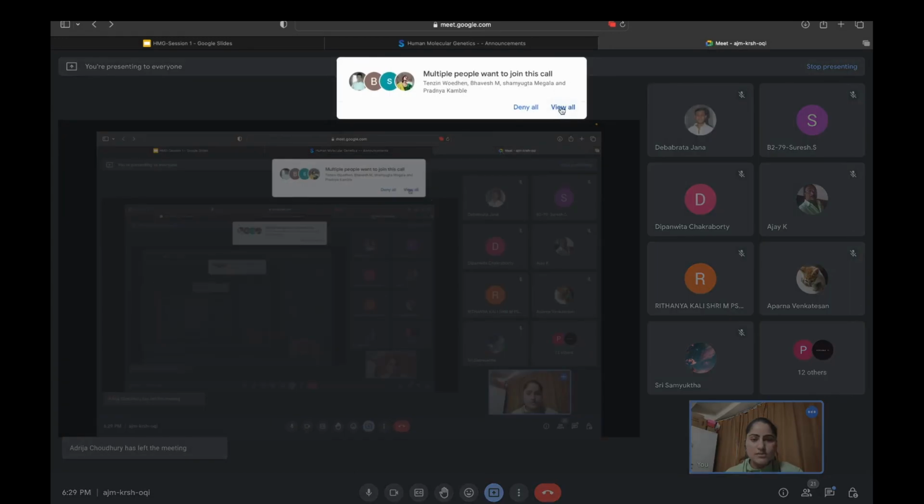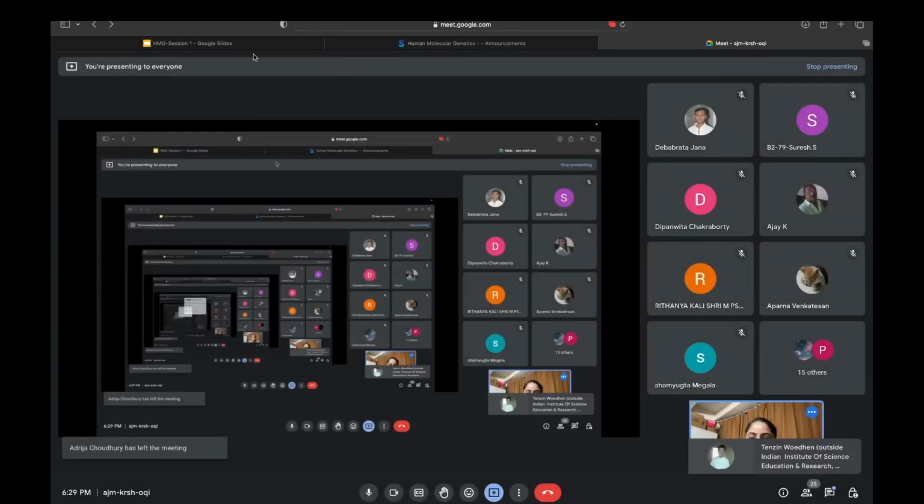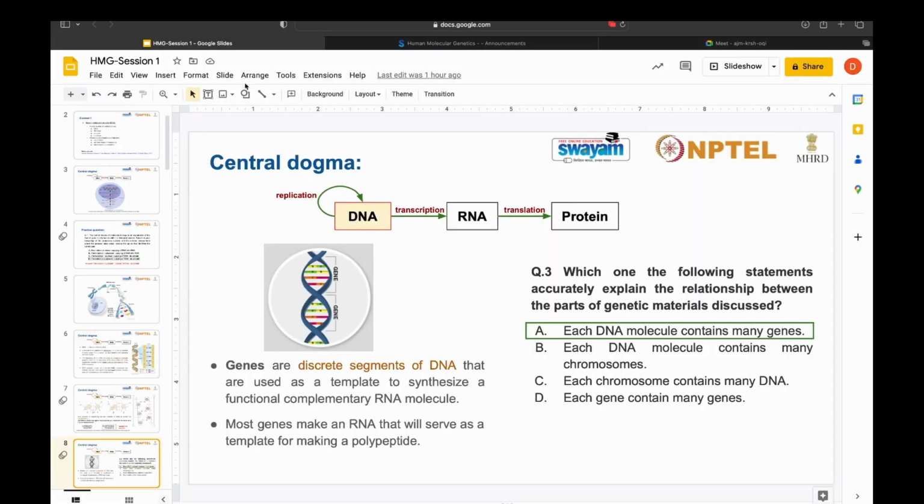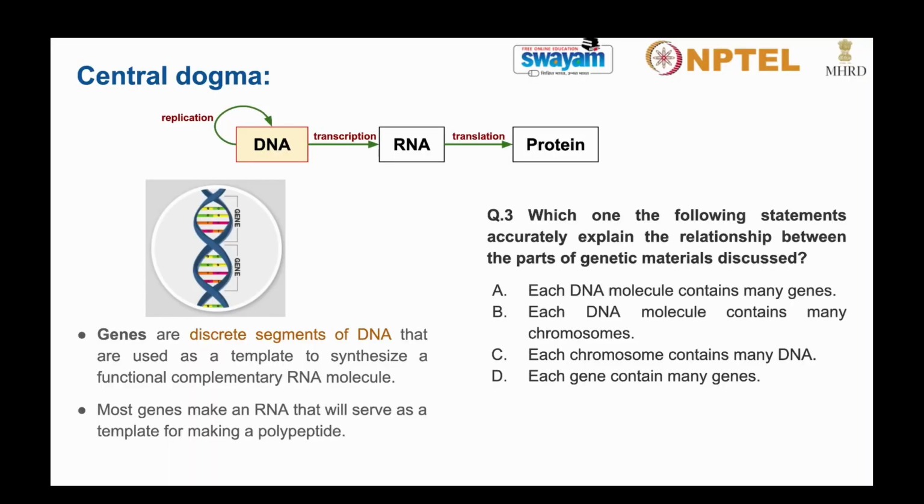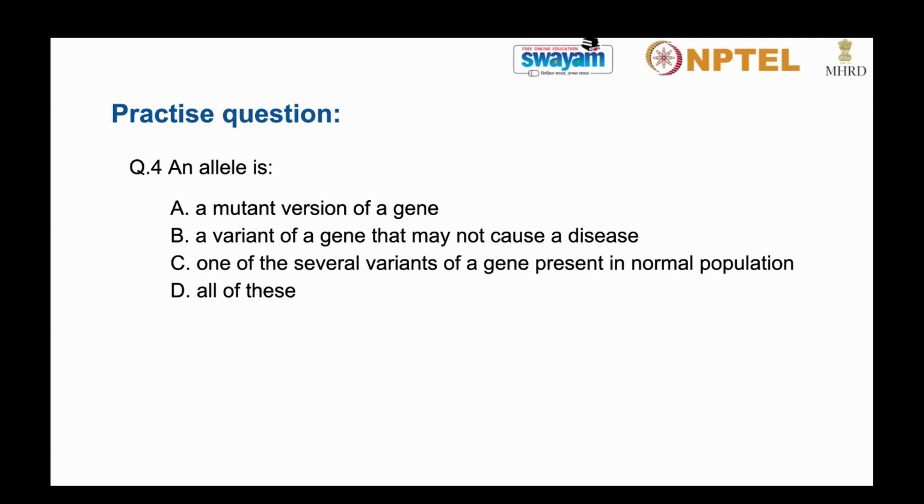So let me just check. Okay. So now let's move to the next slide. So there is another question. If we talk about genes, then we'll also talk about alleles. So do you have any idea about the allele? What is an allele? Because in genetics we talk very frequently about the allele thing. So let's first discuss this question, then I'll ask you.